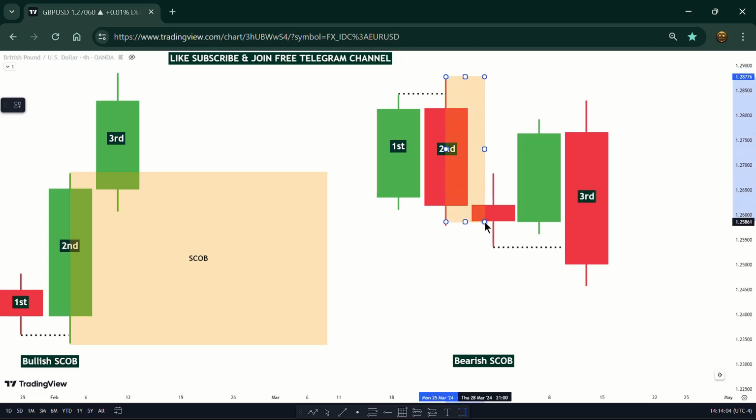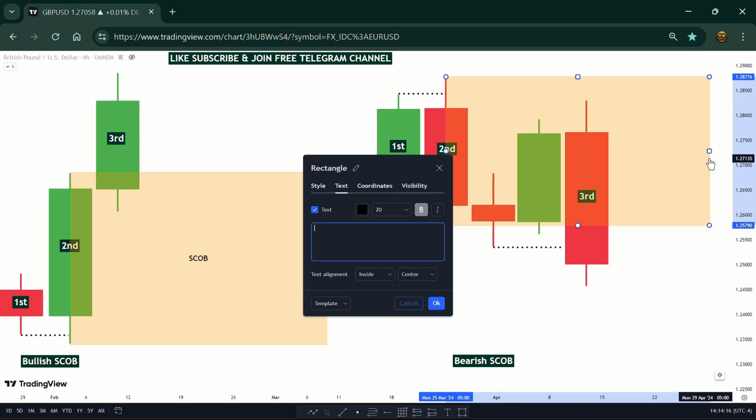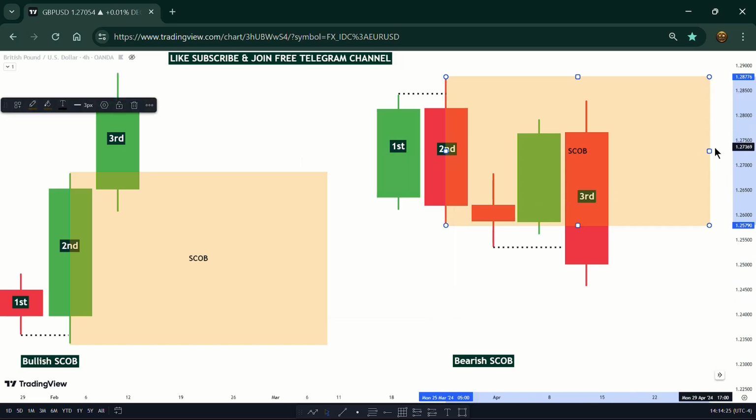So those are just some of the things that you need to take into consideration. Do not rush to mark single candle order blocks. When you are wrong, you definitely pay a hefty price. So you have to make sure you pay attention to these very small details.